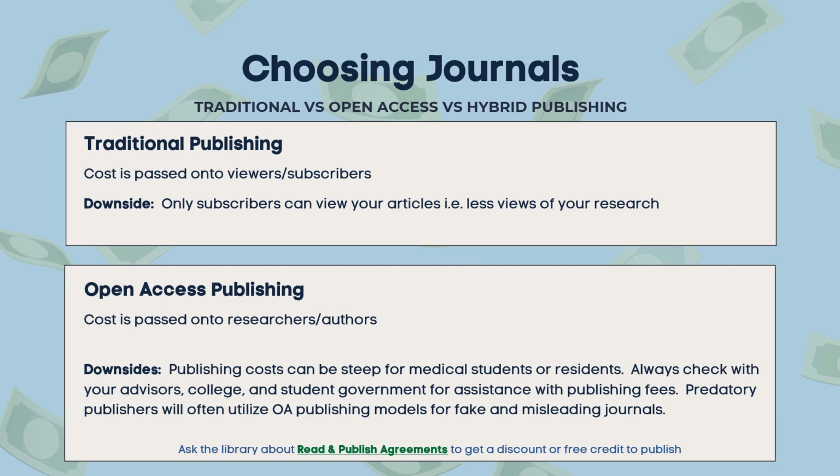Hybrid publishing is as it sounds. Hybrid publishers may offer authors the option of open access with associated fees or traditional publishing for no fee. If you are concerned about fees, ask the library or your liaison librarian about read and publish agreements. These are agreements the Lewis Library makes with certain open access publishers to provide discounts or free credits on article processing charges, APCs, for HSC affiliated students, faculty, and staff.